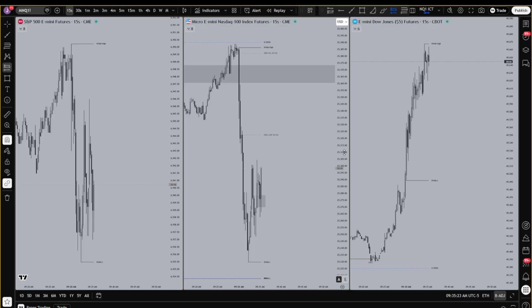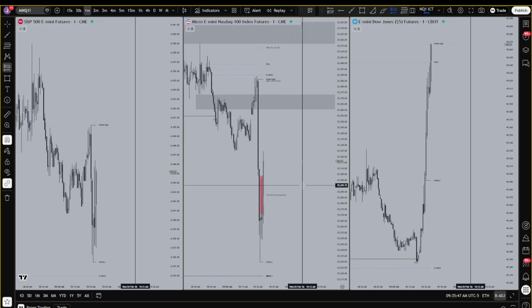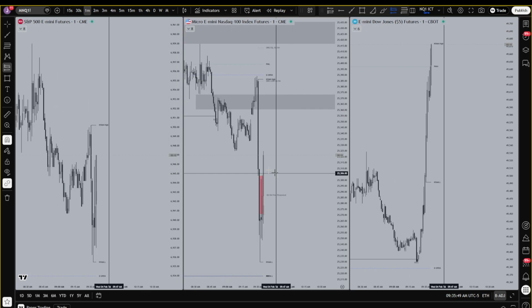I wanted to see ES take that 6 p.m. low where that SMT is, to get rid of that bullish SMT at the bottom here. Buys now. I want to wait for some more confirmation before just buying.